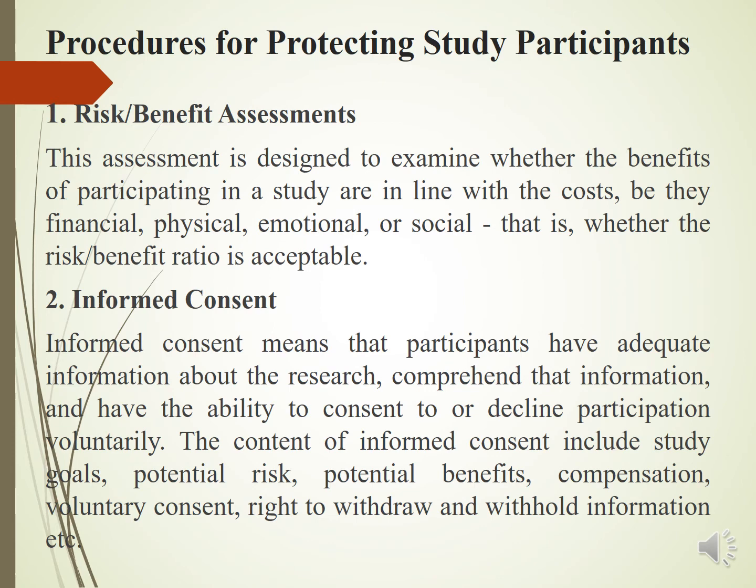So as a researcher, or a student researcher, what are the procedures you are going to employ to protect study participants? One, before you conduct your study, you do a risk-benefit assessment. Also, you make sure there is informed consent. Informed consent means that participants have adequate information about the research, comprehend that information, and have the ability to consent to or decline participation voluntarily.